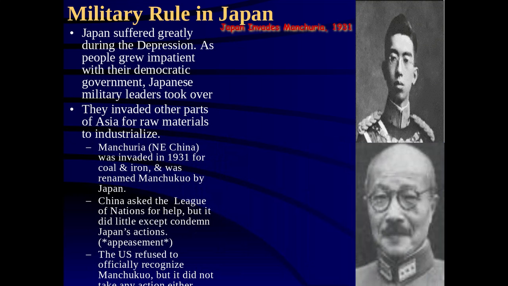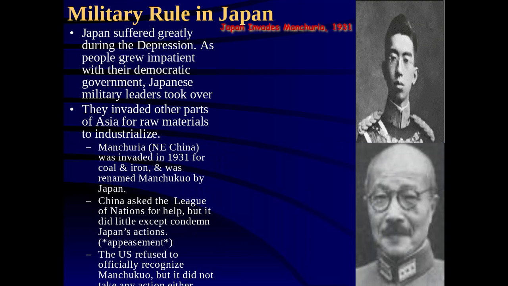So as Japan was suffering through the Depression with no end in sight, the leadership of the Japanese government was acting too slow, kind of like how Herbert Hoover was not taking enough action when America first fell into the Depression. With people growing impatient with the democratic government, the military leaders took over control of the country. They acted in a martial law situation where they would invade other countries for raw materials in order to industrialize. The areas that were a big deal were Manchuria, a northeastern part of China. It was first invaded in 1931 for coal and iron deposits. So this became a Japanese colony after 1931.